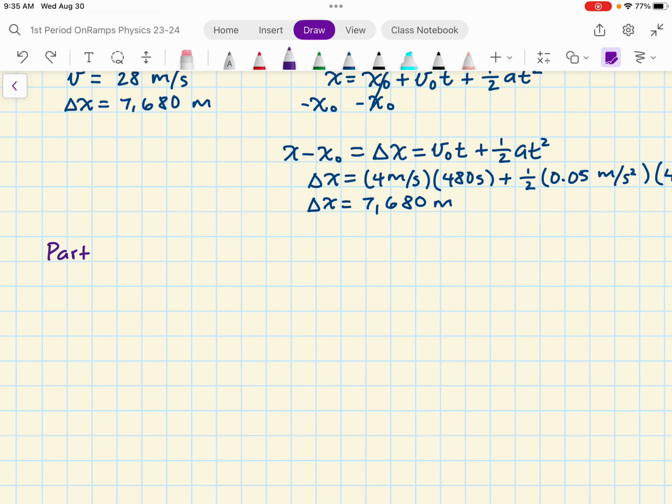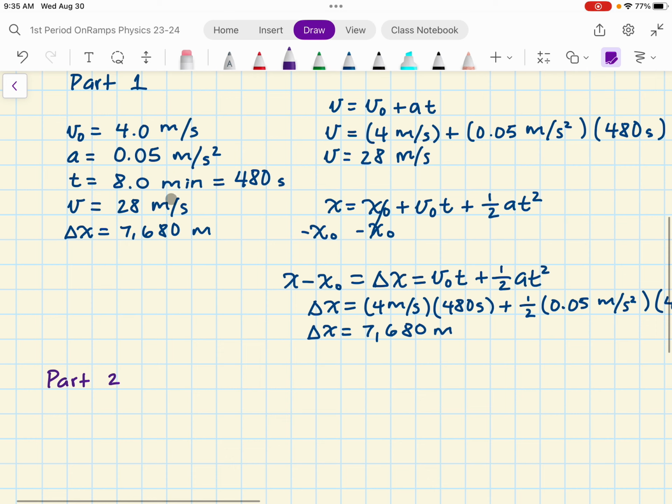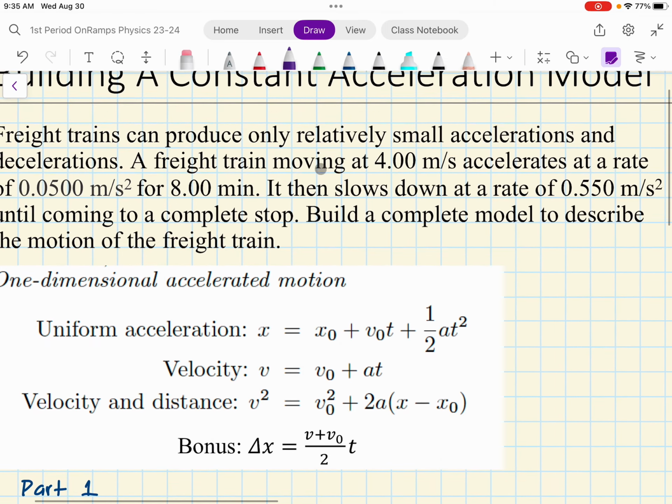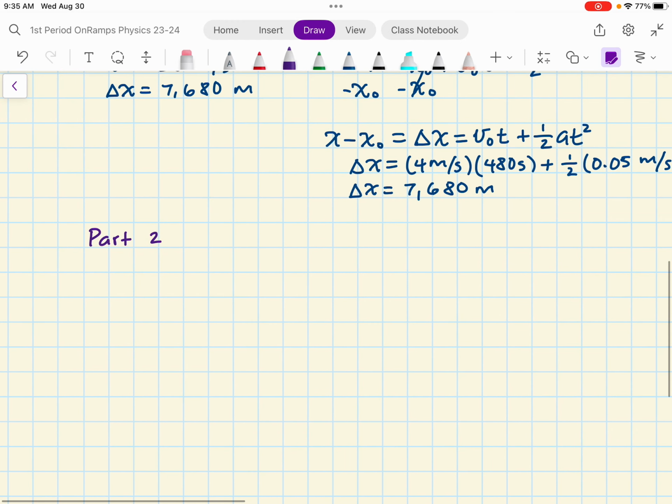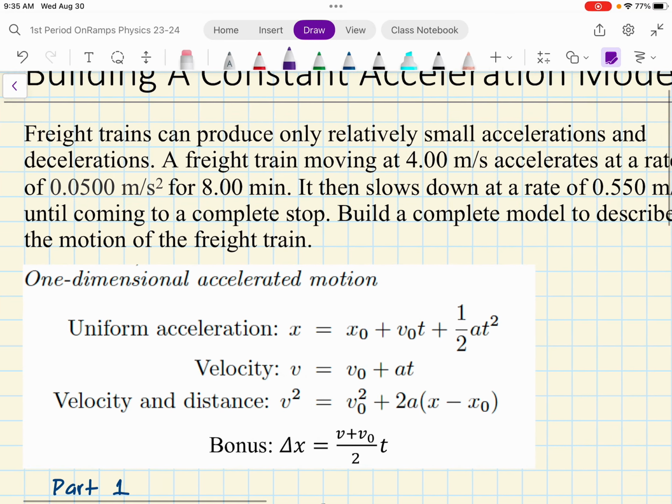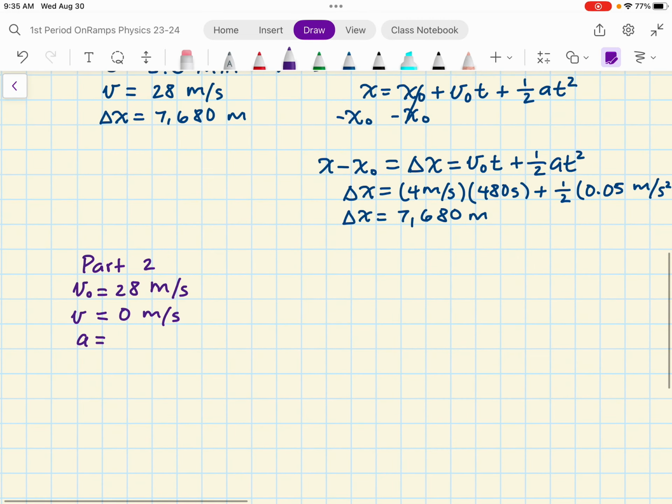And for part 2, when the train began to slow down, well, my final velocity from part 1 becomes my initial from part 2 because it was at this velocity when the train began to slow down, right? So then my initial velocity is 28 meters per second. Because the train is going to come to a complete stop, my final velocity is going to be 0 meters per second. My acceleration, well, if it's decelerating, right, slowing down, then this number should be negative 0.55 meters per second squared.